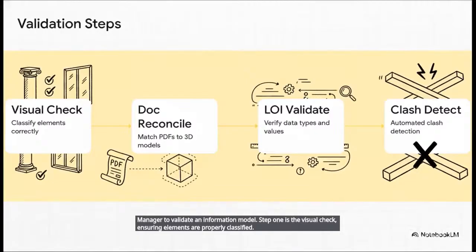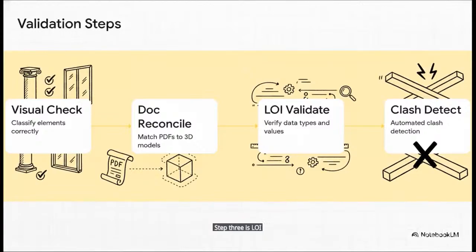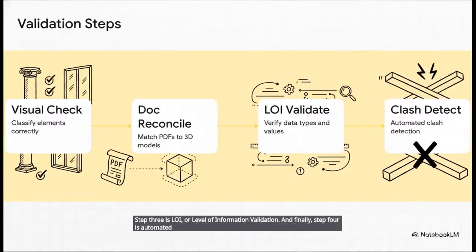Step 2 is documentation reconciliation, which means making sure your PDFs and 2D specs actually match the 3D model data. Step 3 is LOI, or level of information validation. And finally, step 4 is automated clash detection. Let's see how these actually play out in practice.